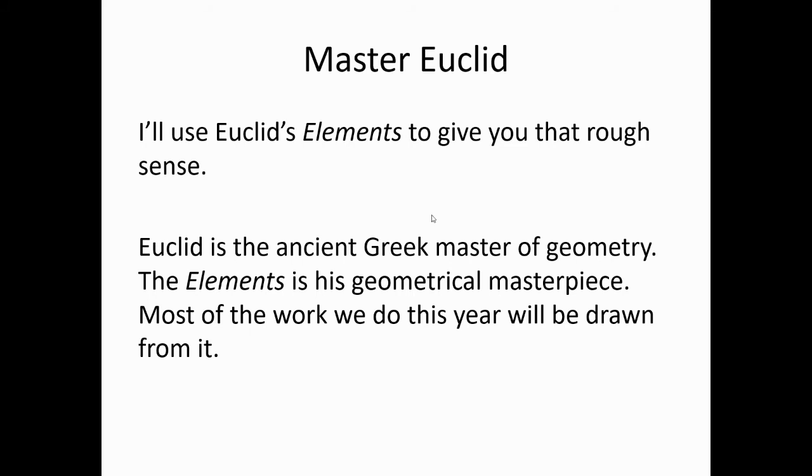Let me talk to you a little bit about Euclid's great work of geometry. It's called The Elements of Geometry. Euclid was the ancient Greek master of geometry. The Elements was his geometrical masterpiece, and it's now about 2,300 years old. Think about that for just a moment: 2,300 years old, over two millennia old. By the time of Christ, this was already quite old, centuries old.